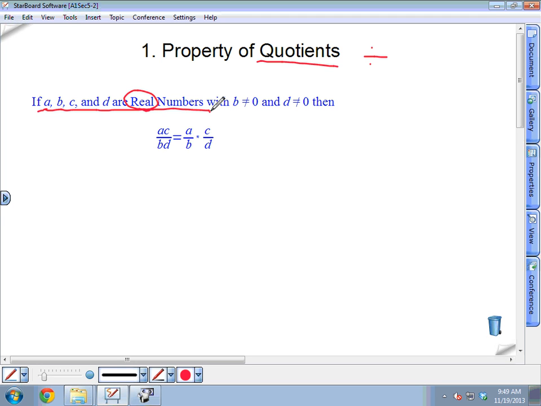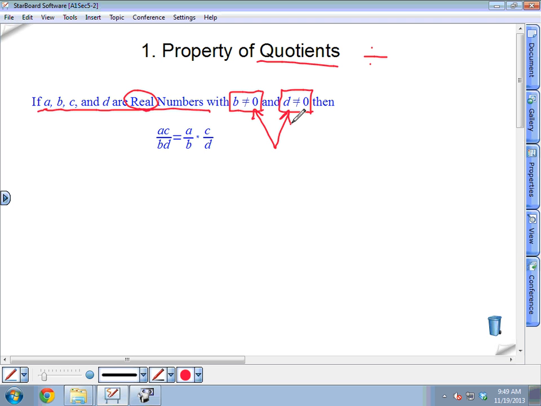Now, here's the first property that I want you to make sure that you really understand, because for some reason, even by pre-calculus, I'm still dealing with students not getting that I can never have a 0 on the denominator. So that means B and D cannot equal 0. And that's why you always have these things in your definition.